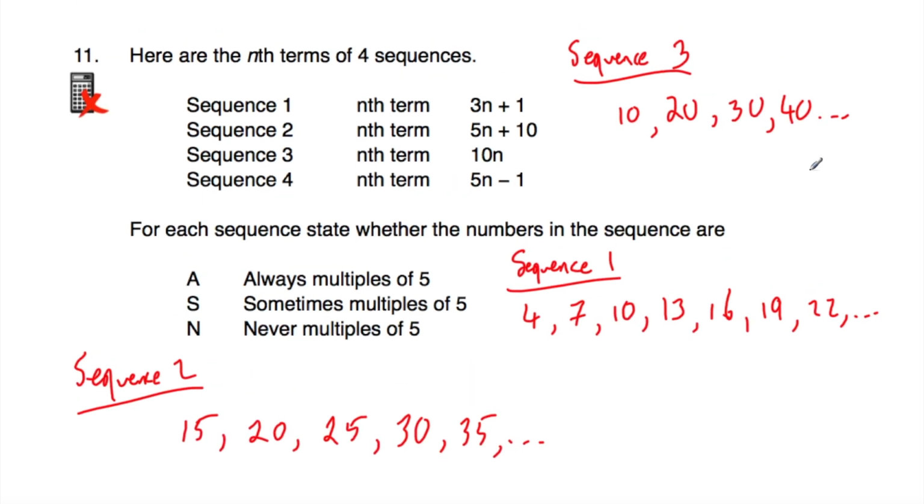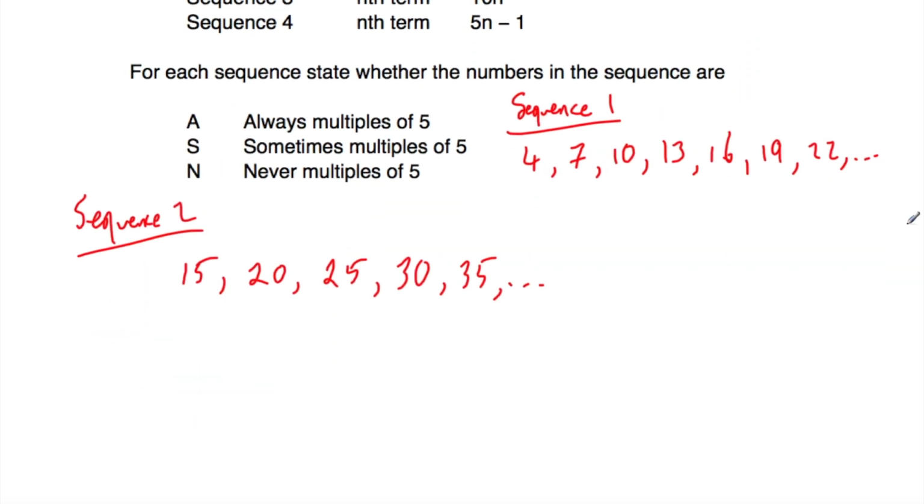Let's have a look at sequence 4. So sequence 4 is 5n minus 1. So 5 times 1 is 5. Take away 1 is 4. 5 times 2 is 10. Take away 1 is 9. 5 times 3 is 15. Take away 1 is 14. 5 times 4 is 20, take away 1 is 19, and so on.